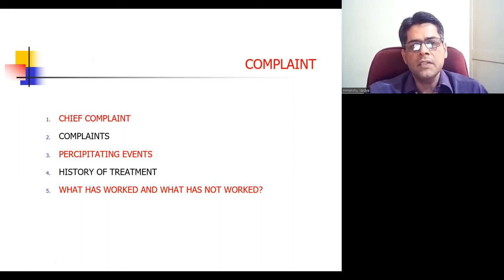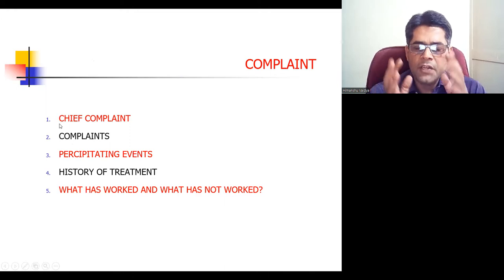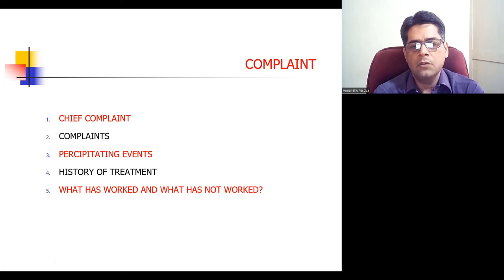The second part of the case history is complaints, and we divide the complaints part into 5 points. First, if the patient comes with 5 complaints, maybe 1 or 2 of them are chief complaints and the others are minor complaints. So we divide all complaints into 2 categories. We call them chief complaints and other complaints. Some people use the words chief complaint and general complaints. You can use any word you wish, but the 1 or 2 major complaints we designate as chief complaints, and the others we designate as general complaints or just complaints. General complaints is a better word.